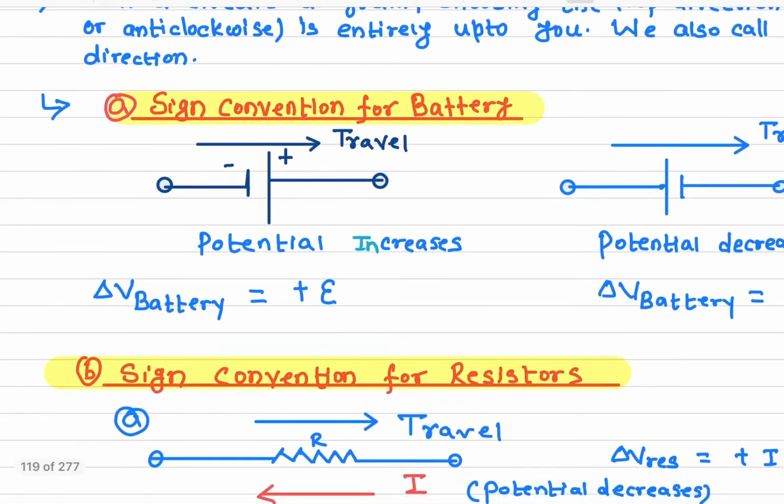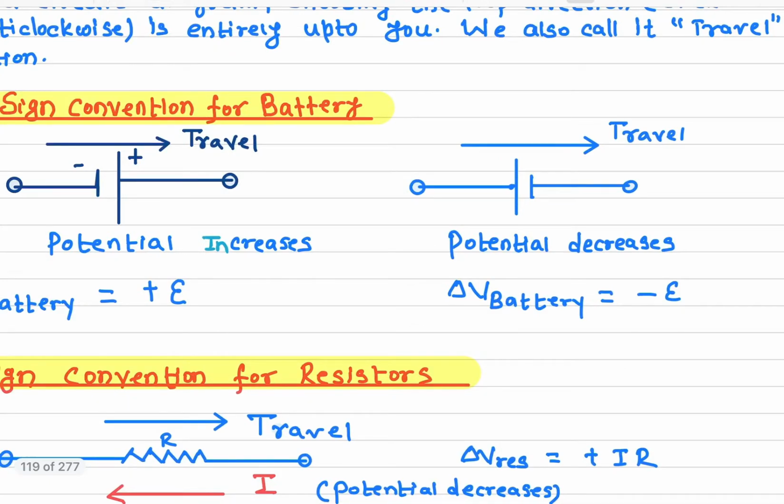So if you are considering a battery, and this is the travel direction or the loop direction, you see for a battery it is going from negative to positive, then the potential difference for the battery is regarded as positive. If the opposite happens, if for the battery this is positive and this is negative, and the travel is going from positive to negative, then we regard this one as negative.